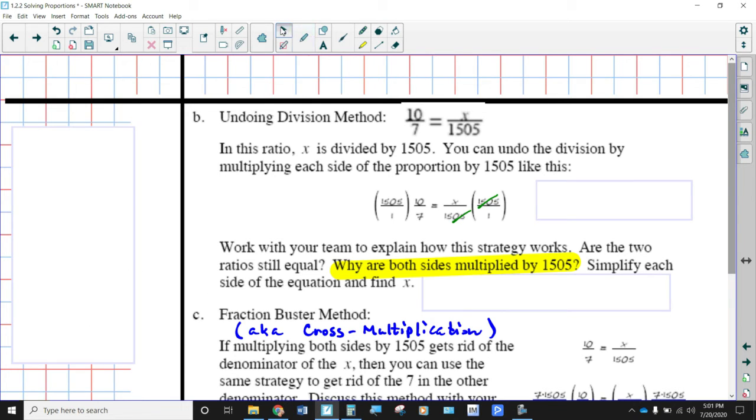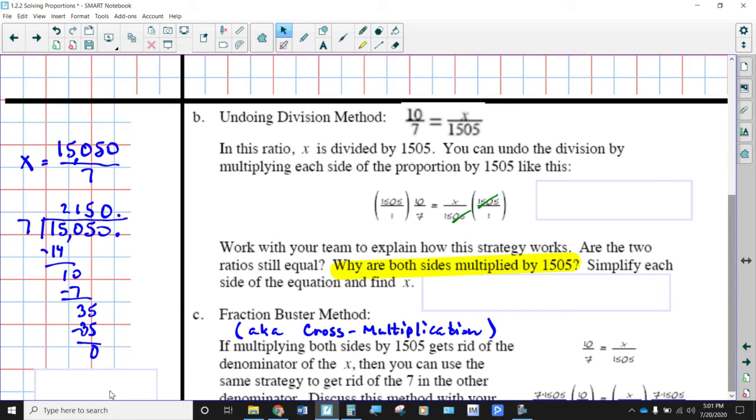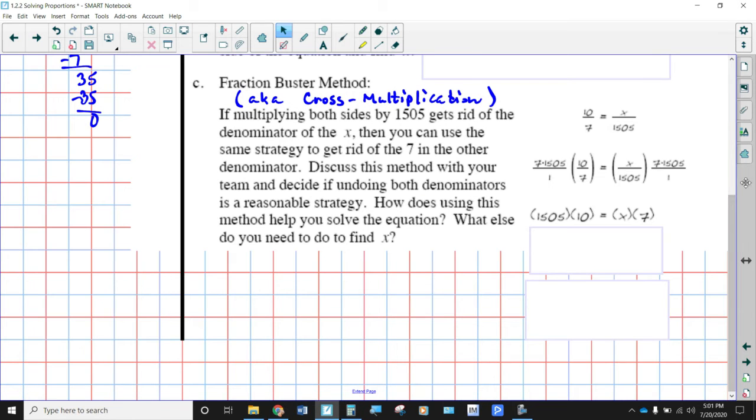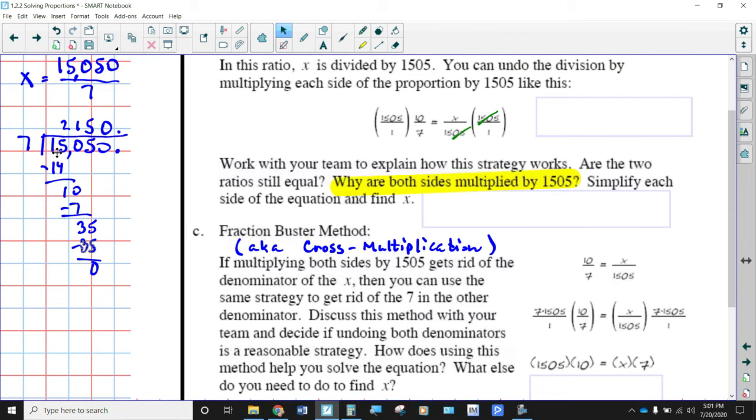All right, so what do we have here? When you multiply 1,505 times 10, you get 15,050. And then you'd have the 7 in the denominator. So x is equal to 15,050 divided by 7. I should probably put in a comma there, just to be, yes, there we go. So we work through the process, and you see, oh yeah, we get the same answer, right? Instead of it being 1,505 divided by 7 is 215, it's 15,050 divided by 7, which is 2,150. So we get the exact same answer, okay?